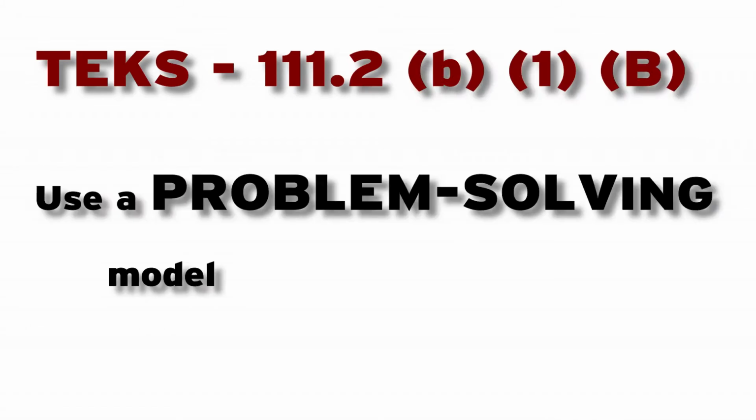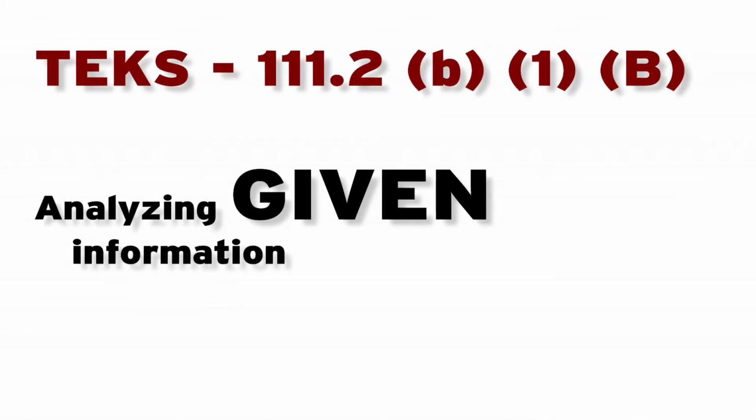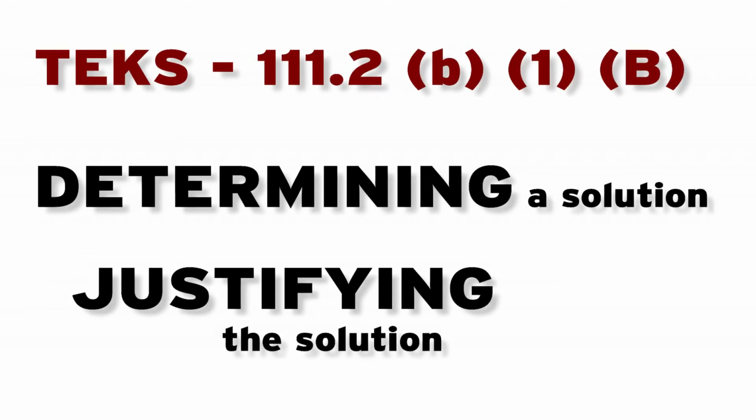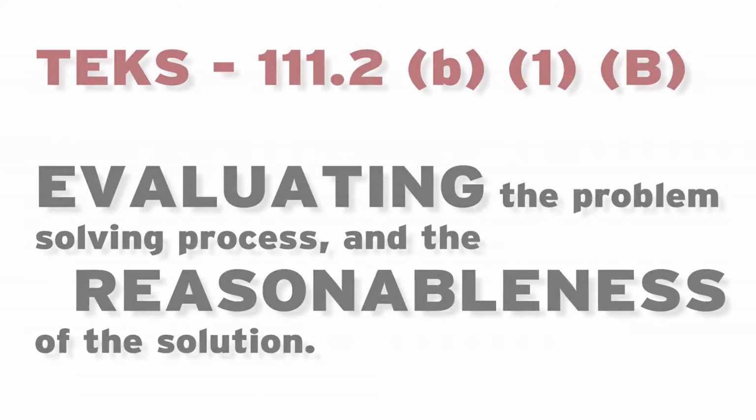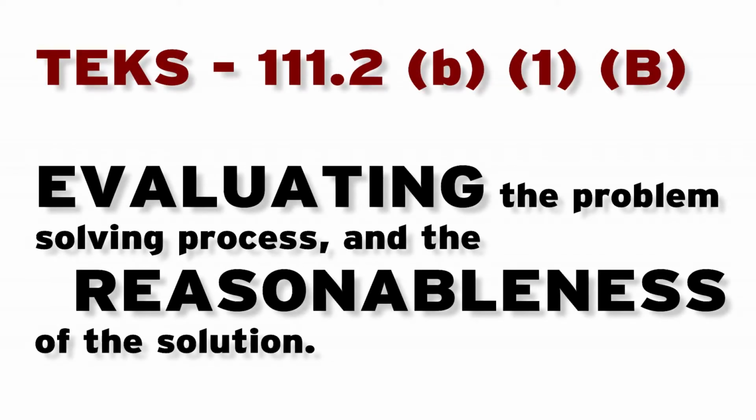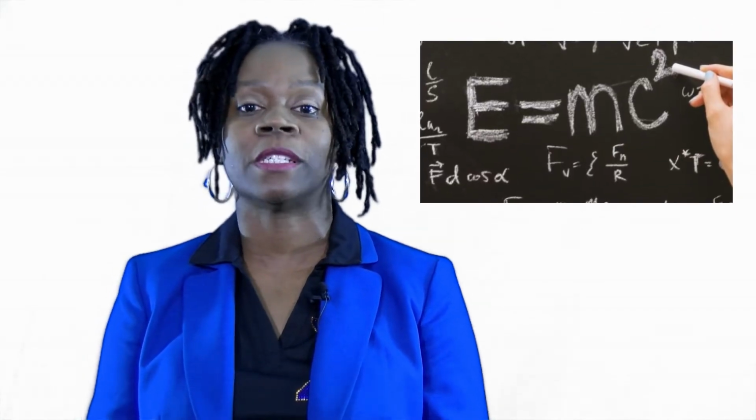Processing Standard 1B says, use a problem-solving model that incorporates analyzing given information, formulating a plan or strategy, determining a solution, justifying the solution, and evaluating the problem-solving process and the reasonableness of the solution. In math, some problems ask students to solve by identifying and formulating an equation to solve. Yet, other problems ask students to identify an appropriate representation based on the data provided, or give the example of what is not an appropriate representation based on the data provided in the problem.